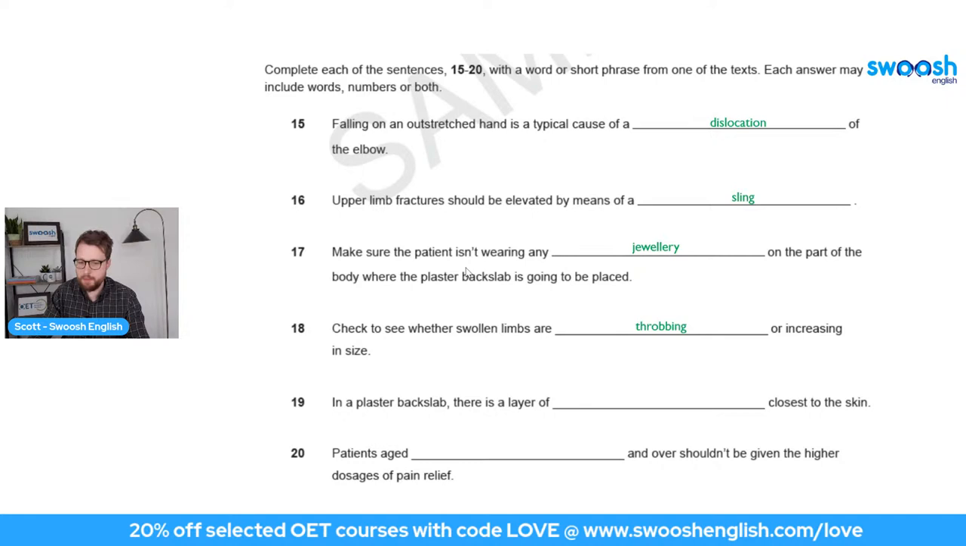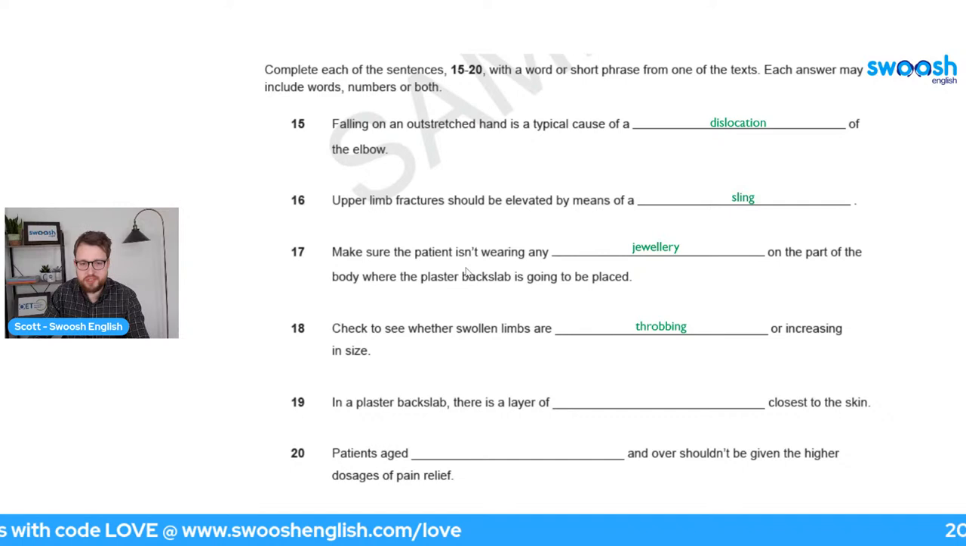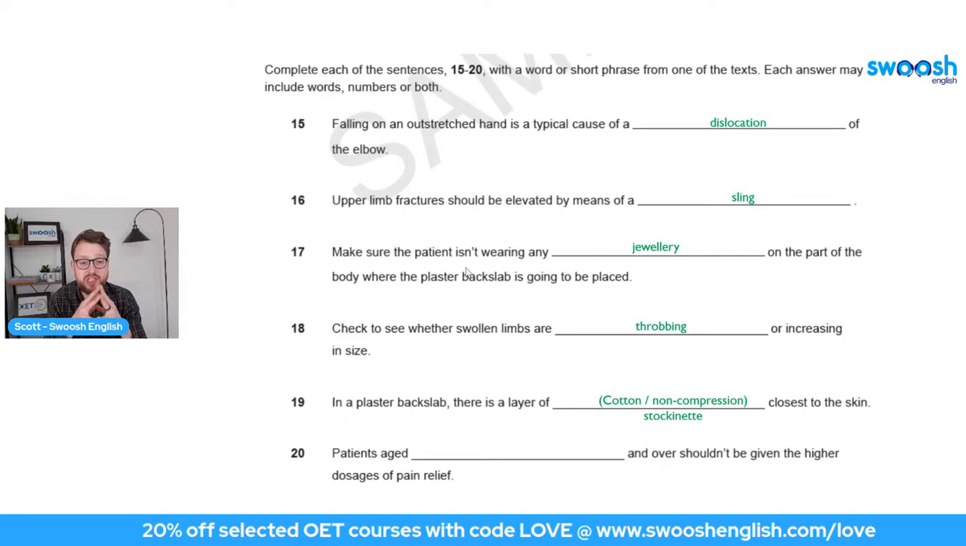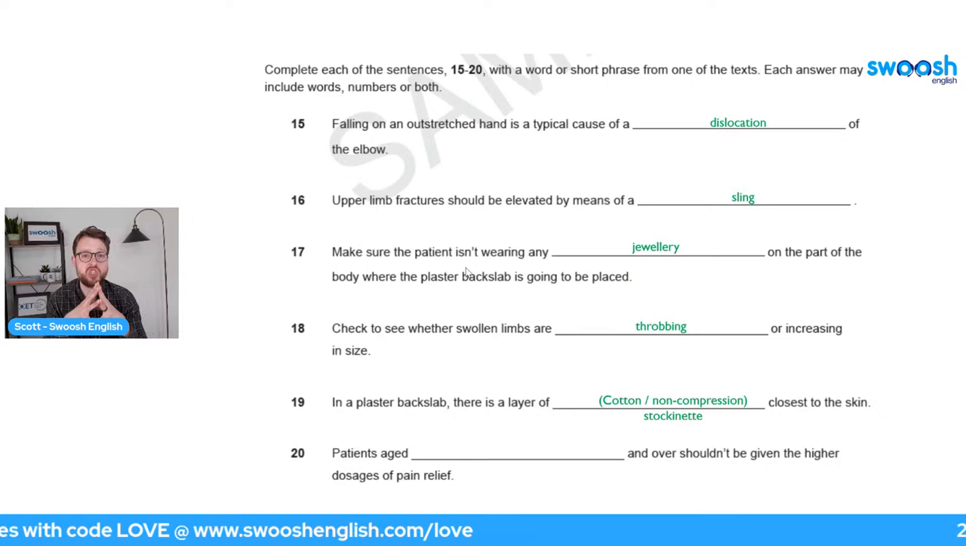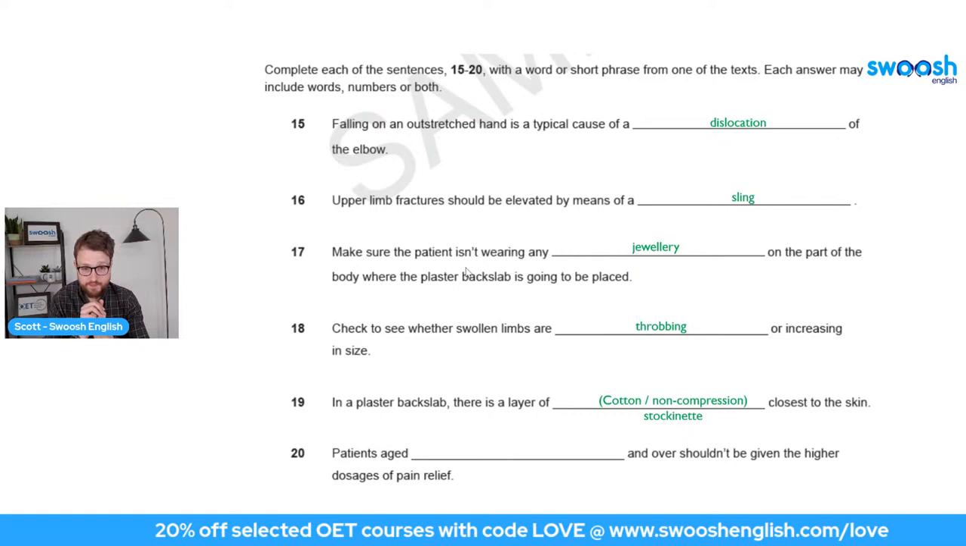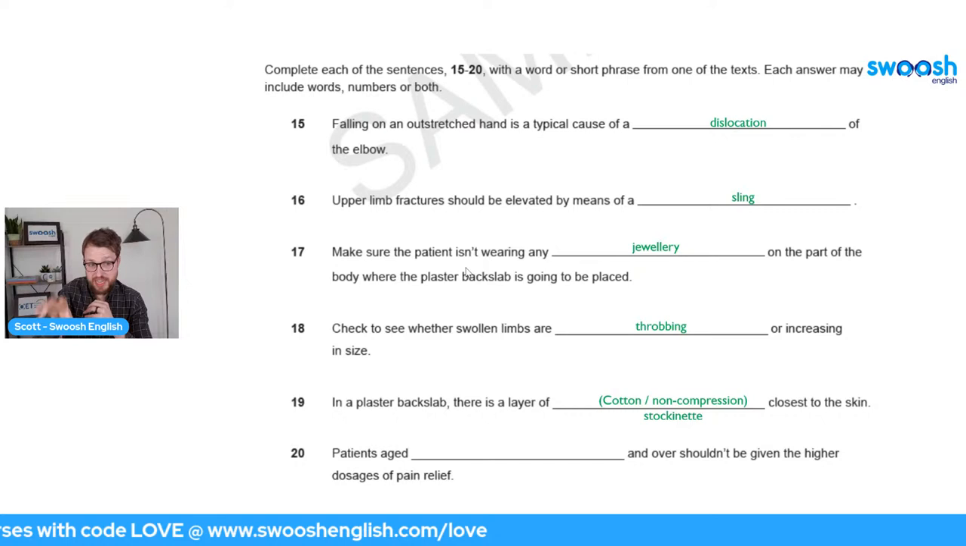Number 19, in a plaster back slab, there is a layer of something closest to the skin. So some of you are writing crepe. Some of you have written compression cotton. We're on the right track, guys. There are two different kinds of answers that we can have here. The answer is stockinette. Stockinette is the noun. So we can write stockinette by itself, or we can write cotton stockinette, non-compression stockinette as well. So we can have three different combinations here. Stockinette is the important word. It's the noun. Cotton and non-compression are adjectives describing the noun.